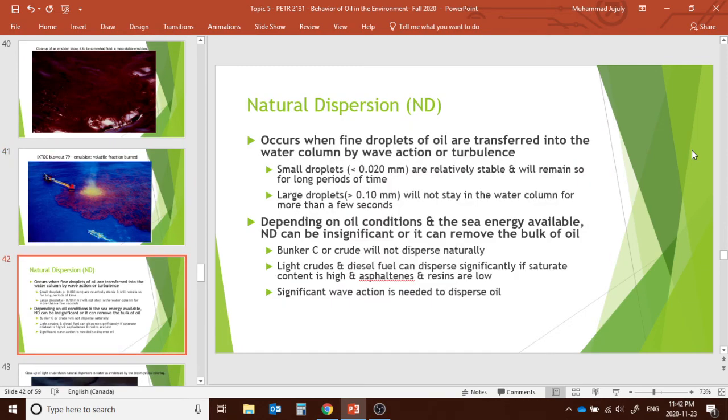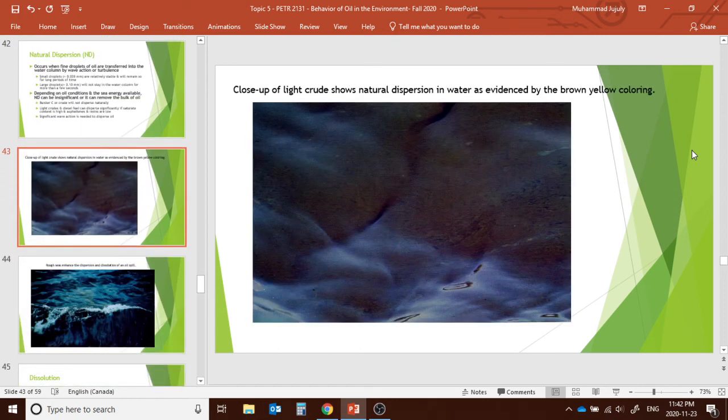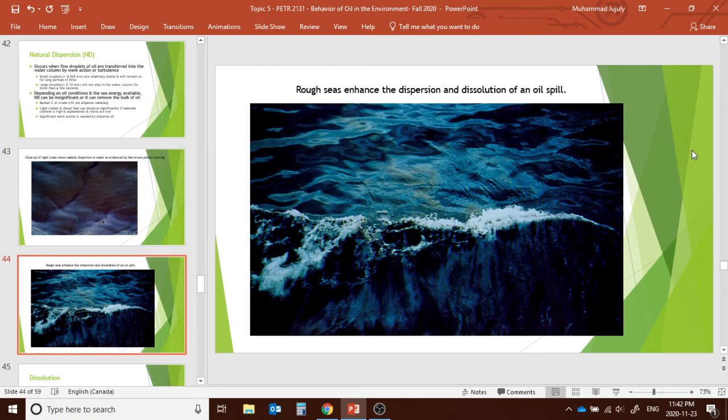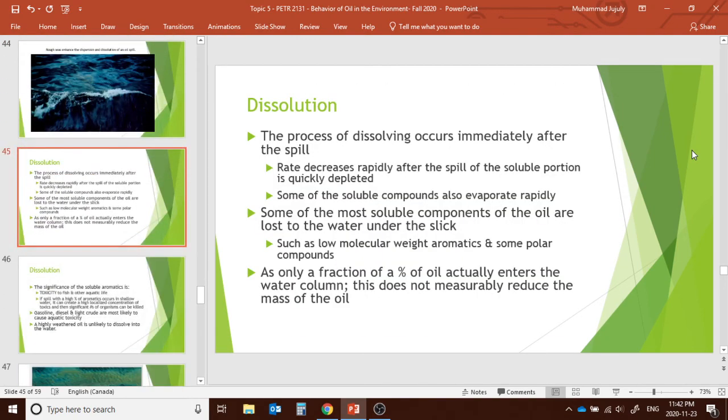Natural dispersion occurs when the droplets of oil are transferred into the water column by wave action or turbulence. Depending on the wave energy or the sea energy available, natural dispersion can be insignificant or it can remove the bulk of the oil. This is an example, the sea wave and the water.